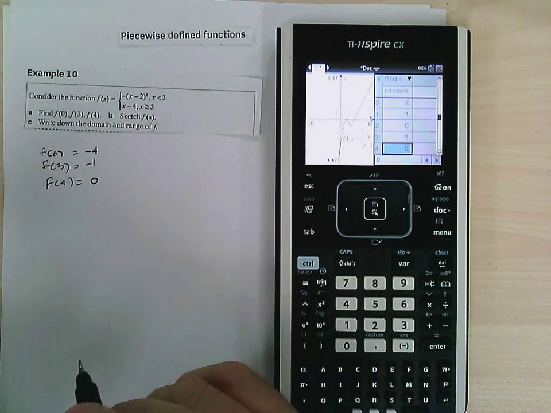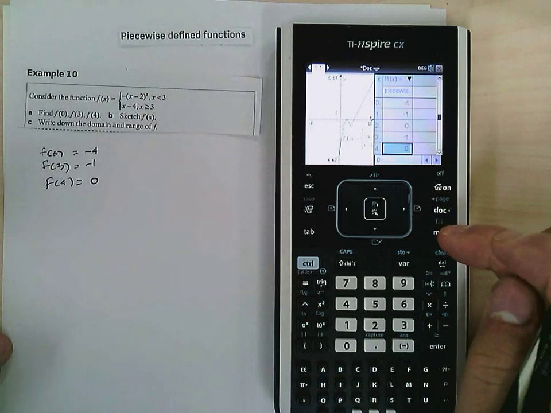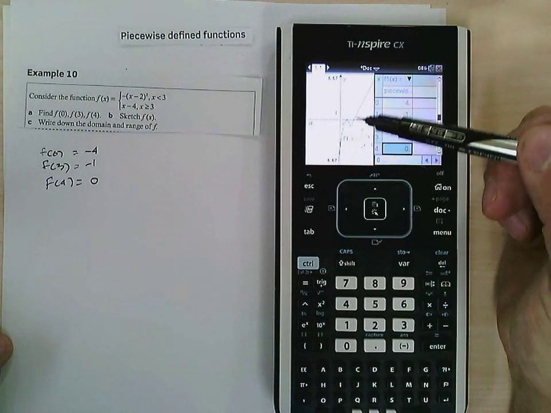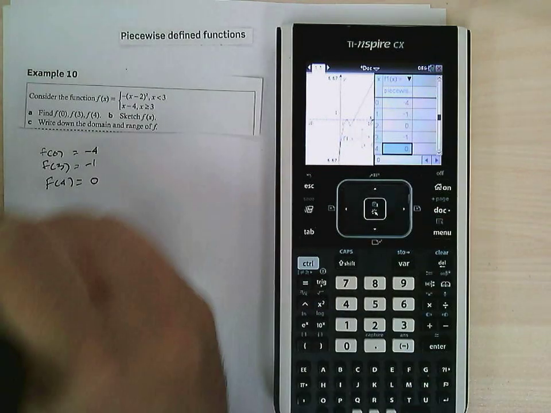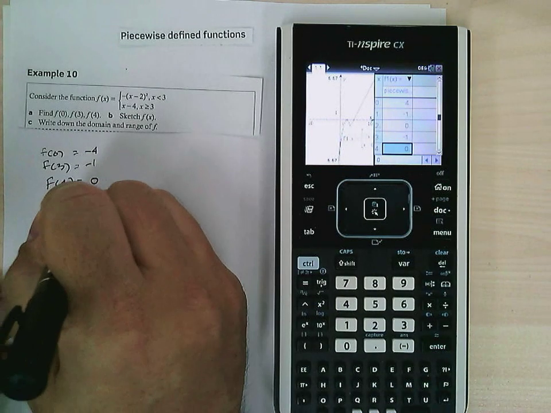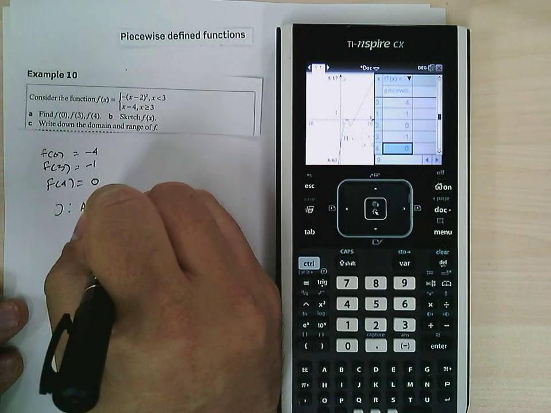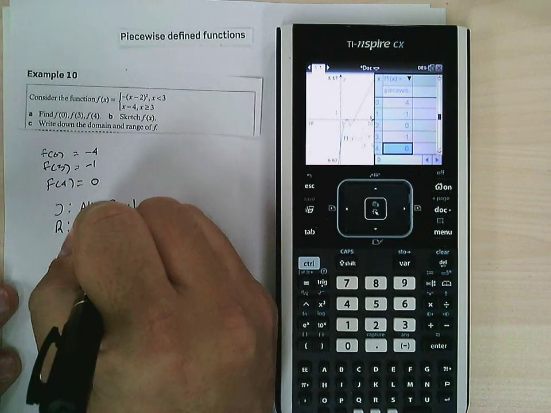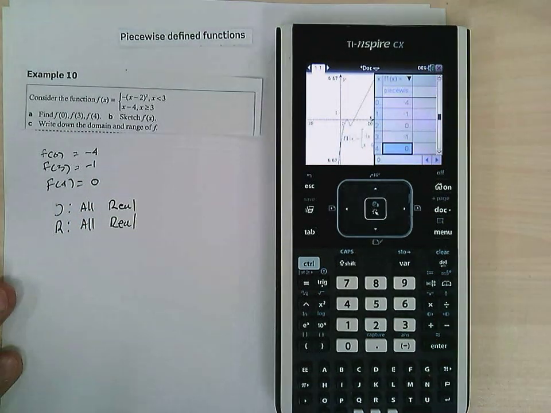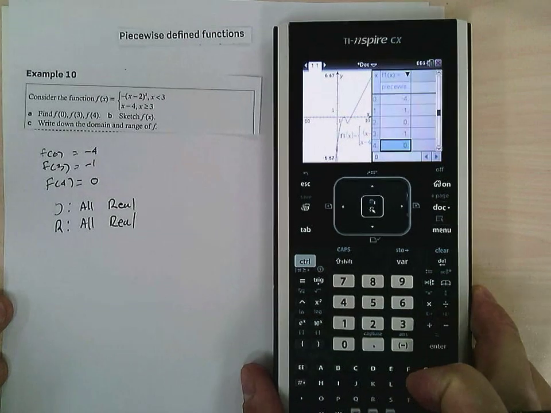Now, write down the domain and range. If you go back to this graph, you can see everything's connected, really easy. So the domain is all real numbers, and so is the range. The range is all real numbers. Sound good?